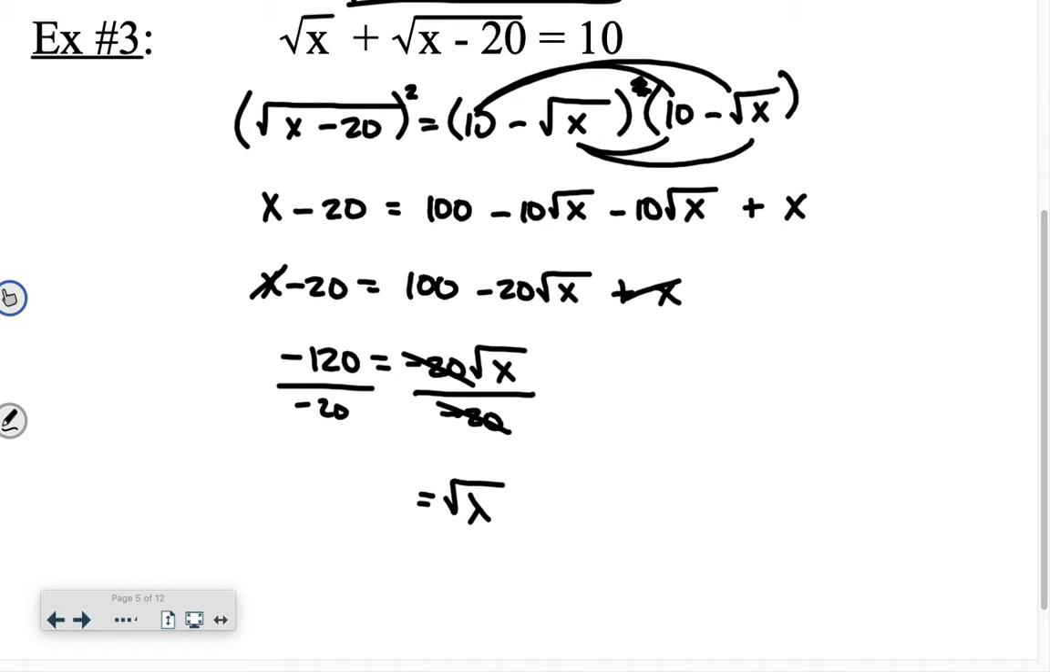Square root of x equals 6. And we're almost there. Now I can get rid of the radical. Square both sides. And we end up with x equaling 36.